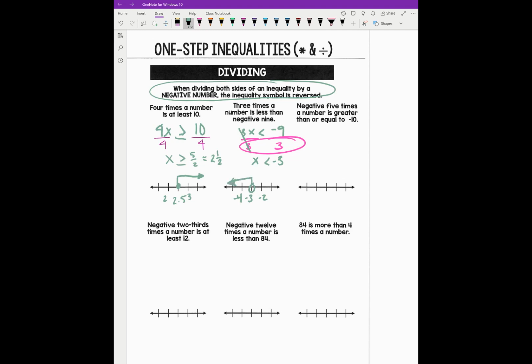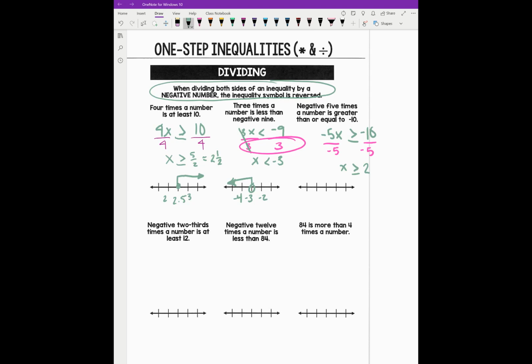I'm going to do one more, then tell you to try the last 3 on your own. So I got -5 times a number, I'm going to use x again, is greater than or equal to -10. I'm going to divide by the number in front of the x on both sides, which is a -5. I'm dividing by a negative. Flashing lights are going off. We're flipping the inequality. And I got x is greater than or equal to -2.